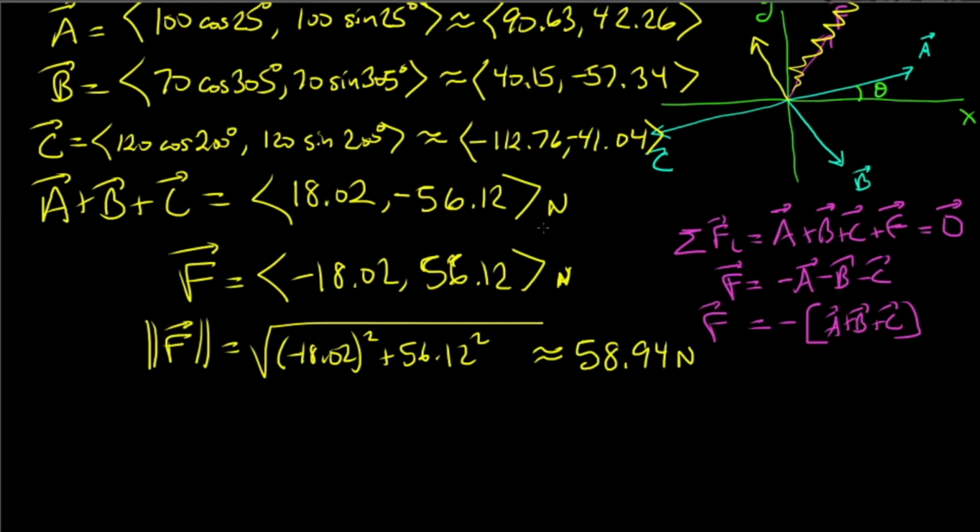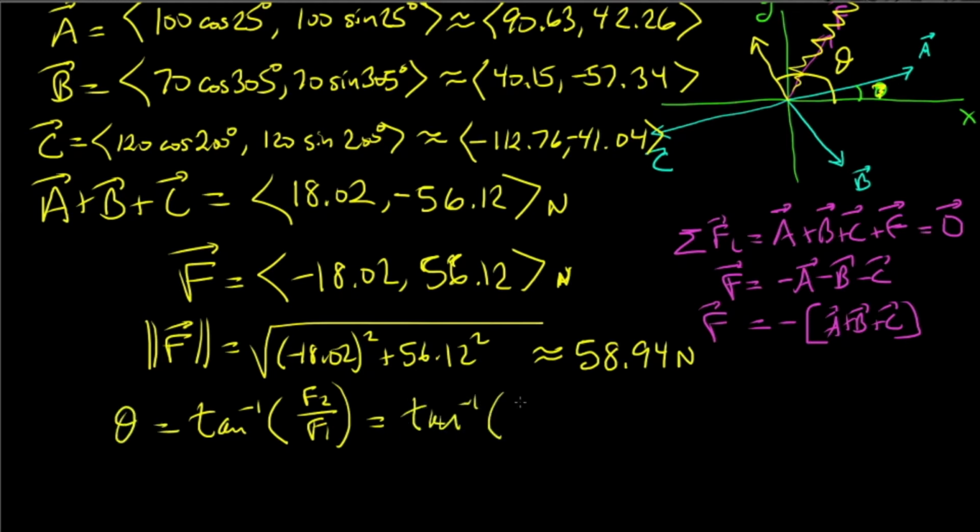And then for the angle, right? So we're looking for this angle here. We'll call that theta. So that's going to be arctangent of, say, F2 over F1, right? So, yep. So the inverse tangent of, let's see, F2, 56.12 divided by negative 18.02. Put that in your calculator. And you get negative 72.198 degrees, so we'll round to 0.2 degrees, negative 72.2 degrees.